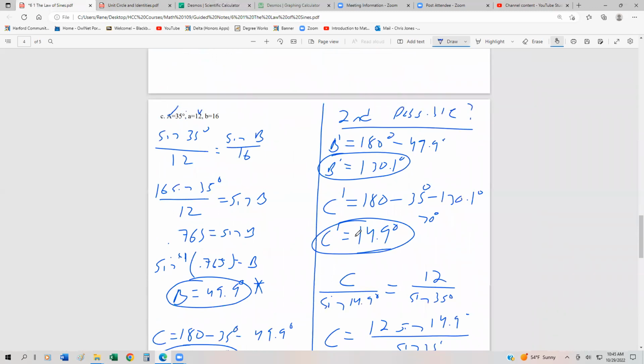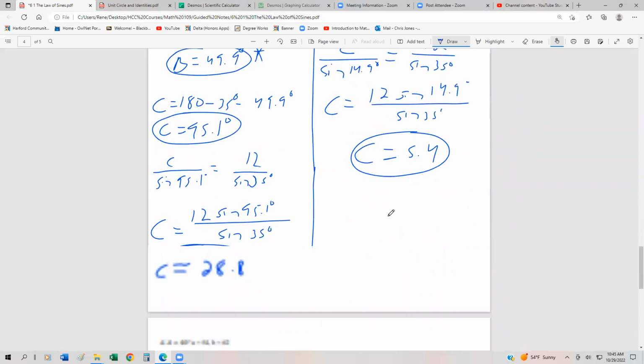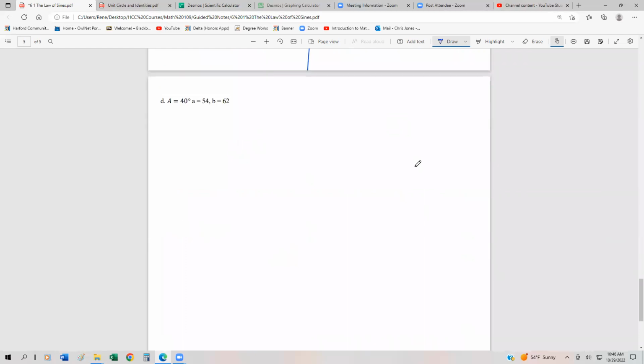So again, what you want to do is find a reference angle for whatever angle you found initially. If that angle and the given angle add up to something less than 180, then you're going to have a second triangle. A second example of this: we have A is 40 degrees, a is 54, and b is 62.